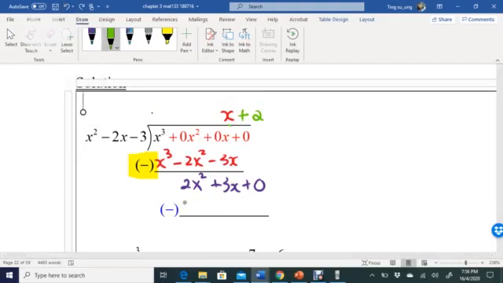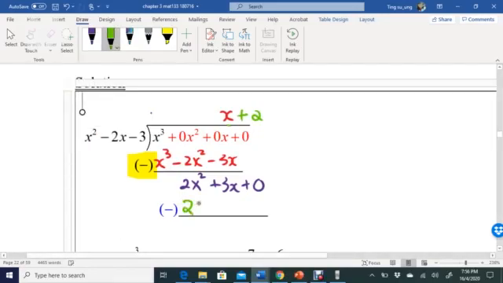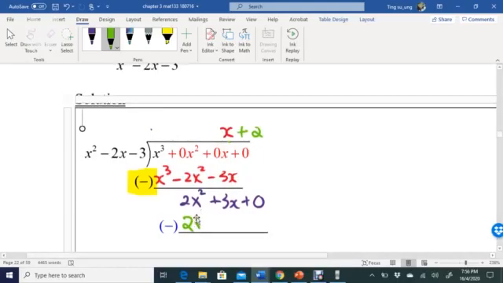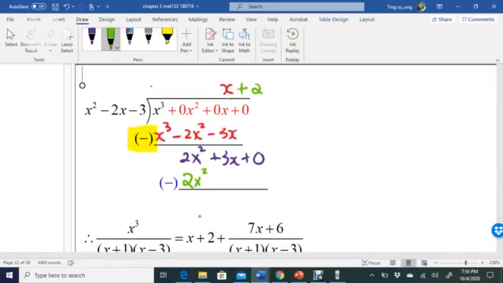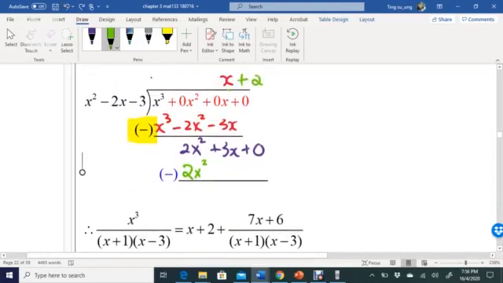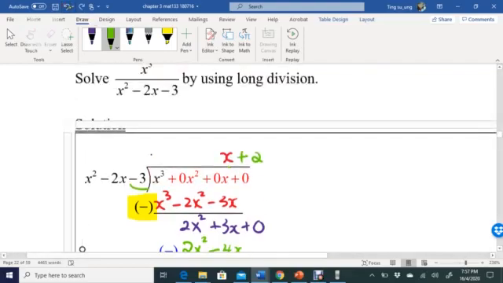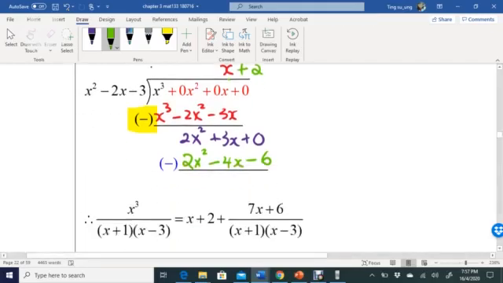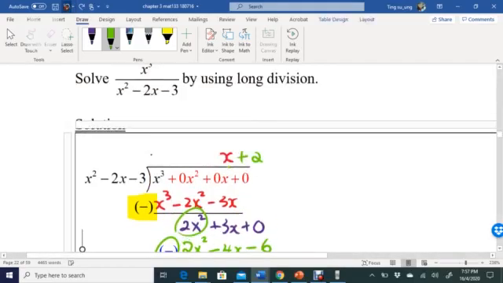Okay, so you have 2x squared. After that, negative 2x times 2, you have negative 4x. After that, negative 3 times 2, you have negative 6. Right, you got negative 6. Okay, so simplify it. 2x squared minus 2x squared, you have 0. Am I right?